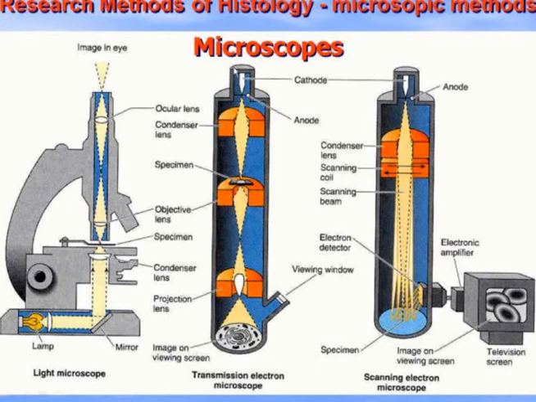In electron microscope, we use a beam of electrons which leaves the cathode when a voltage of about 100,000 volts appears between cathode and anode, and the beam of electrons goes through the condenser lens, which is an electromagnetic field.